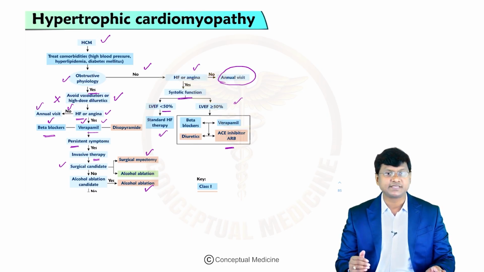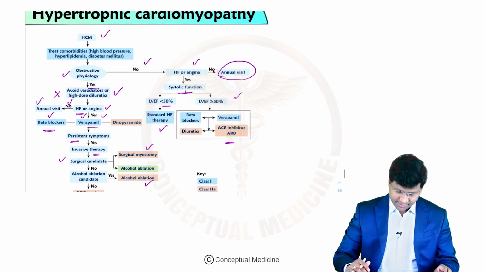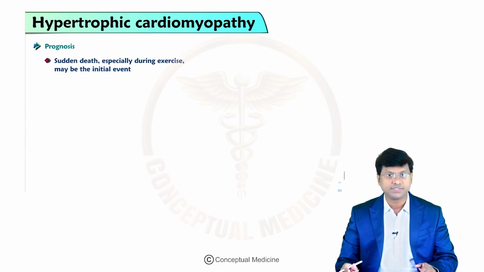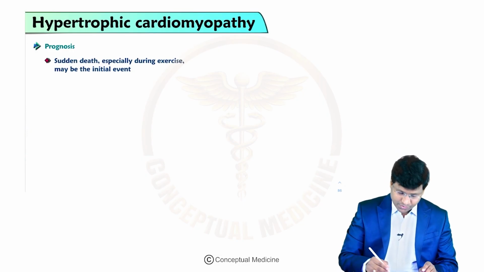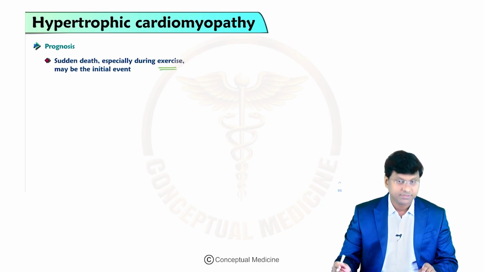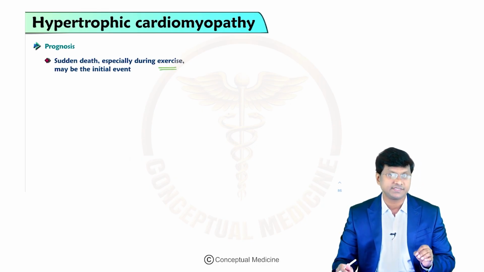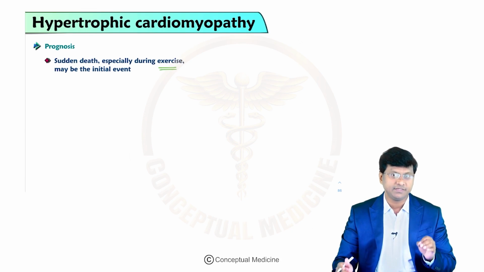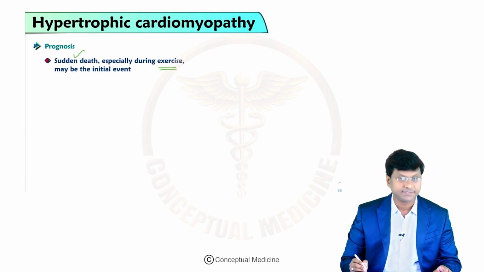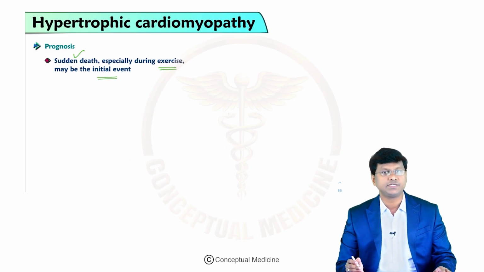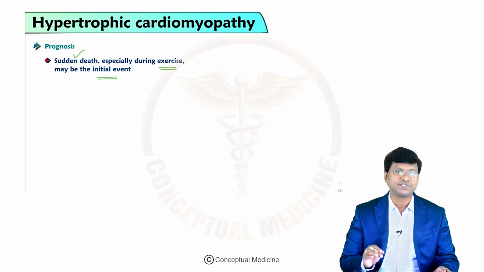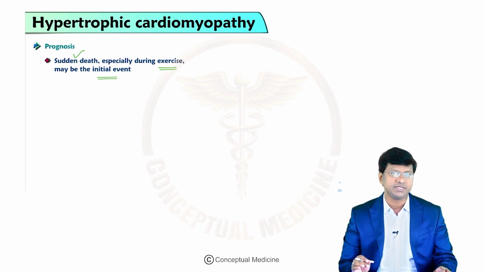Now subsequently, let me discuss the prognosis and some multiple choice questions on the topic of hypertrophic cardiomyopathy. Let me tell you how the prognosis will be in these individuals. See, these individuals have to be advised to avoid exertional activity. Whenever the individual does very severe exercise or any strenuous activity, the individual can have a sudden death, and that may be the initial event. So sudden death, especially during exercise, may be the initial event.